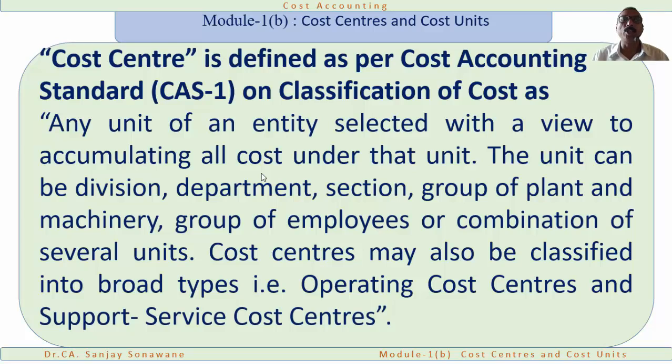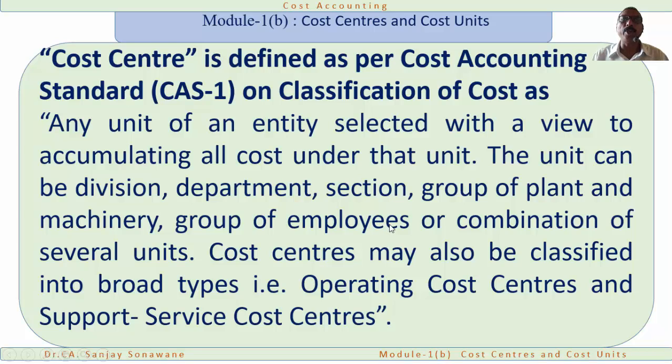Now when we determine the cost, we come across a lot of divisions, departments, and sections. So we have to identify this cost with reference to all these divisions, departments and sections. This cost center is defined as per the cost accounting standard, CAS 1 on classification of cost. Under this standard, the cost center is defined as any unit of an entity selected with a view to accumulating all cost under that unit.